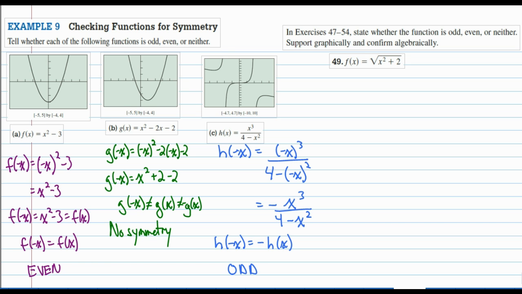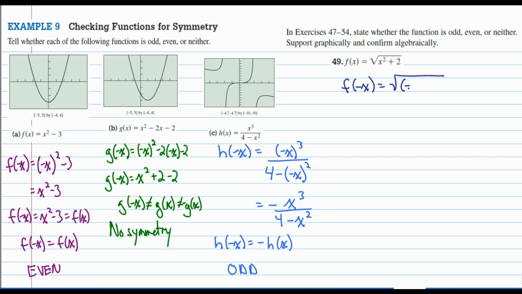Now try problem number 49, which also asks us to state whether this is an odd, even, or neither symmetry. Support graphically and confirm algebraically. Well, I'm going to confirm algebraically first before we even look at this graphically. I'm going to plug in negative x and see what I get.